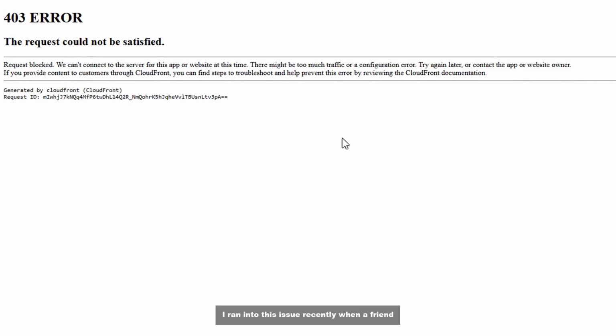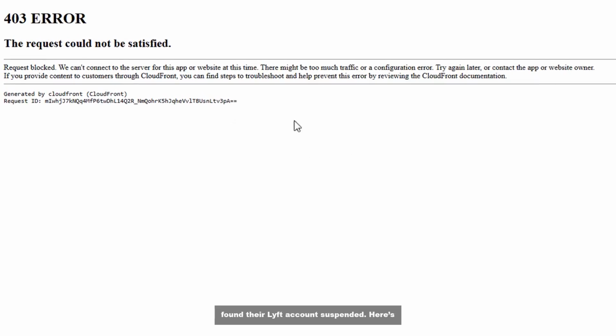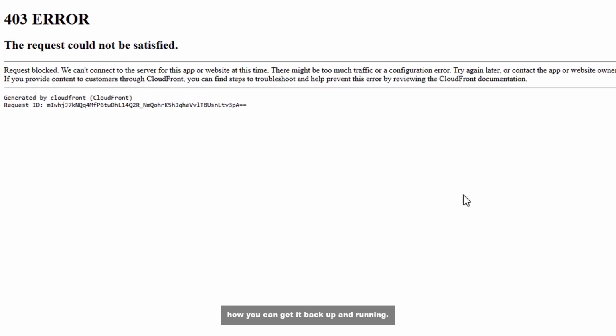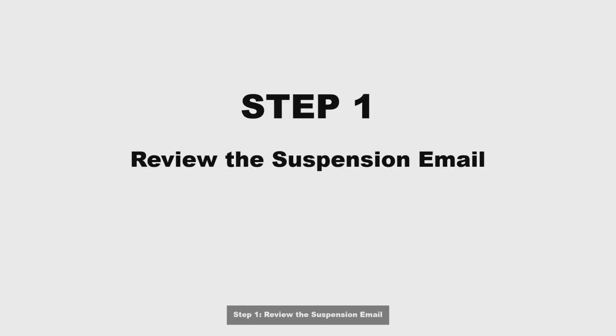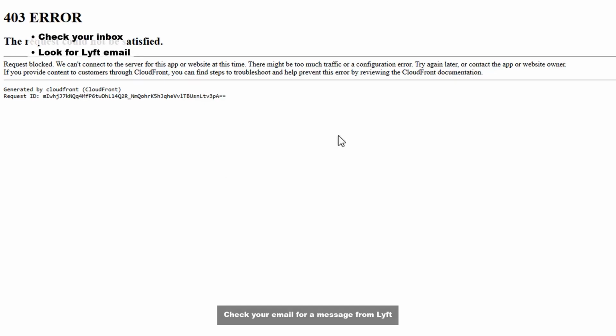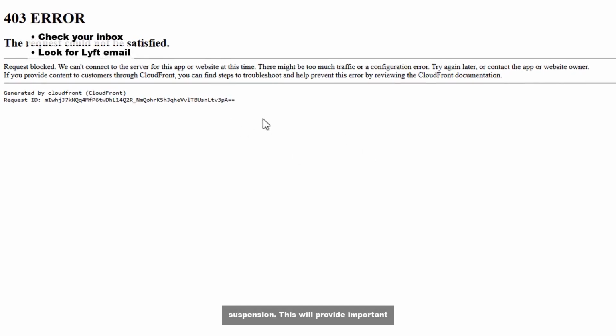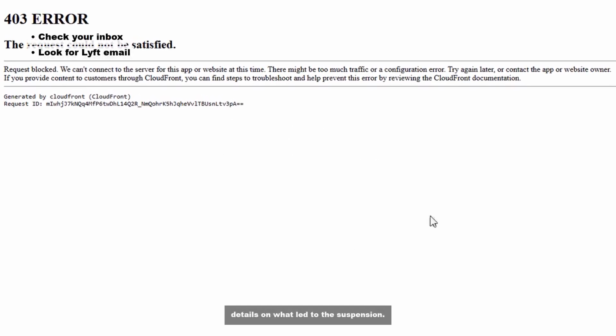I ran into this issue recently when a friend found their Lyft account suspended. Here is how you can get it back up and running. Step 1. Review the suspension email. Check your email for a message from Lyft explaining the reason for your account suspension. This will provide important details on what led to the suspension.